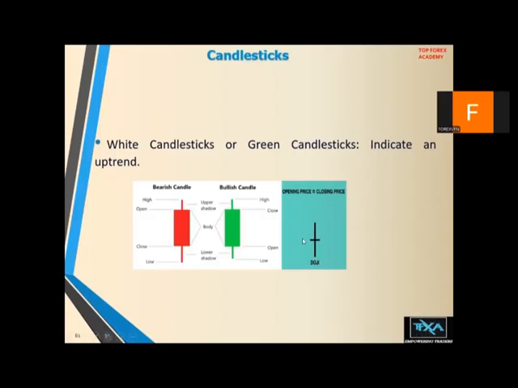In a situation where you have a candle showing you that the open and the close are the same points, then we call that a doji. That is not the same for this bearish and this bullish candle. They have different opens and different closes. But for a doji, you have the open and close at the same point.